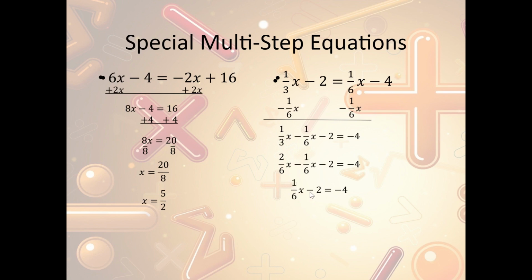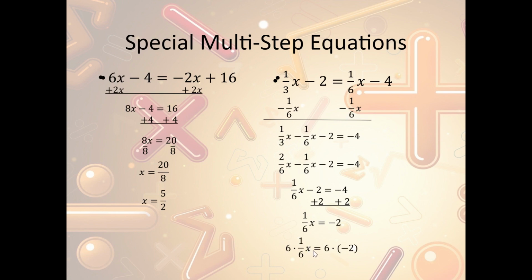So I'm going to go ahead and add 2 to both sides. And I get 1/6 x is equal to negative 4 plus 2, which is negative 2. Now 1/6 is multiplying by x, so I'm going to undo that by multiplying by the reciprocal, which is 6/1, or 6.